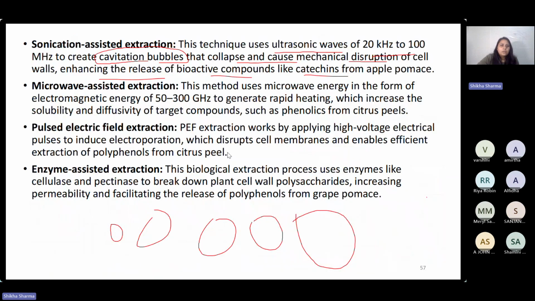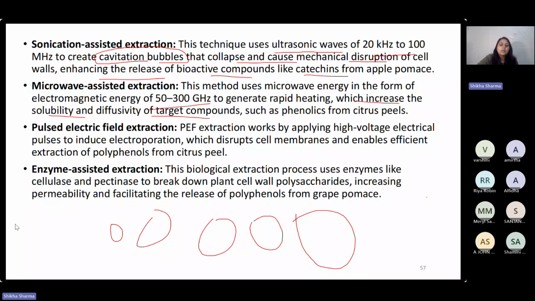The next is the microwave assisted extraction. This method basically uses microwave energy, in the form of electromagnetic energy around 50 to 300 gigahertz, to generate rapid heating, which increases the solubility and diffusibility of the target compounds such as phenolics from the citrus peel.